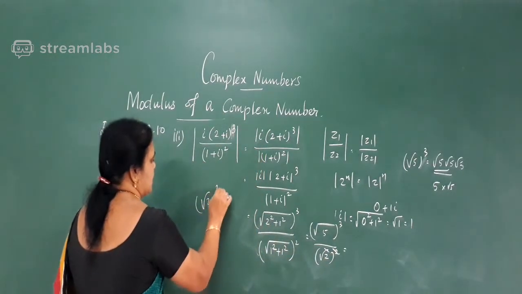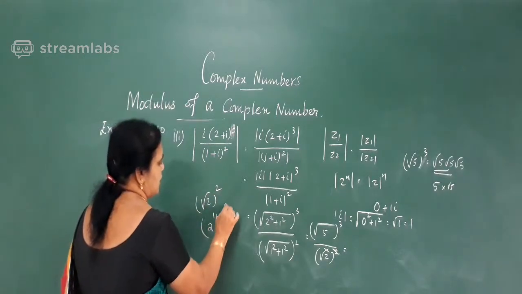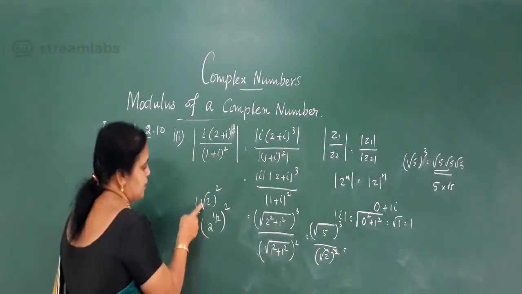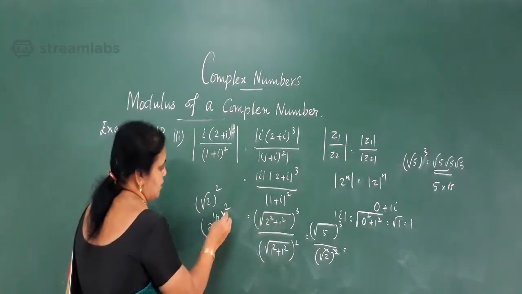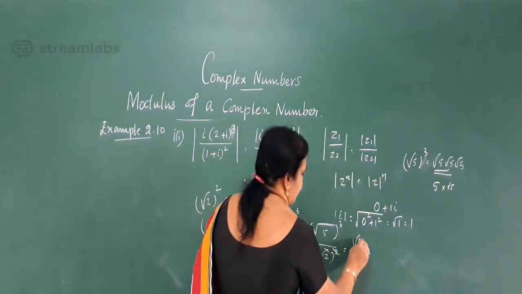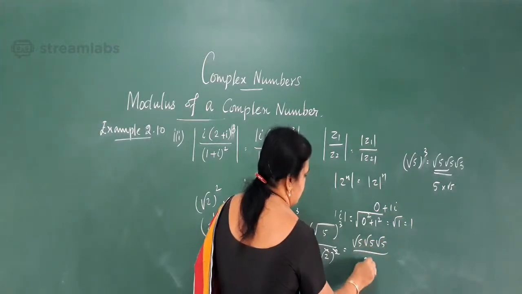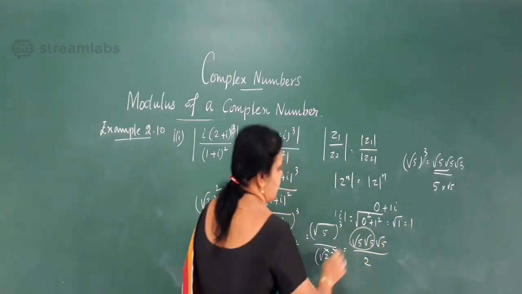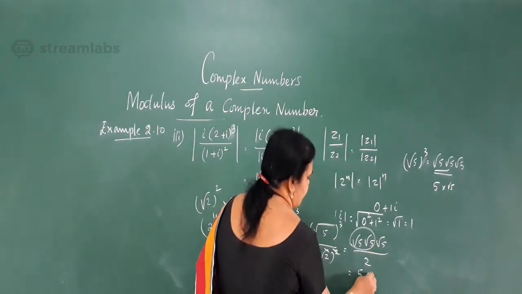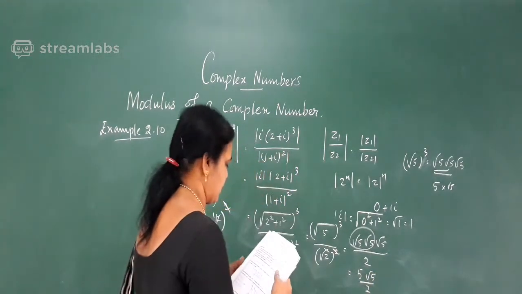Root 2 square, we can change this root like this. So it will be cancelled. Here root 5 by 2. For these two root 5, if you are finding the product of this root 5, we get 5 into root 5 by 2. This is the answer for this.